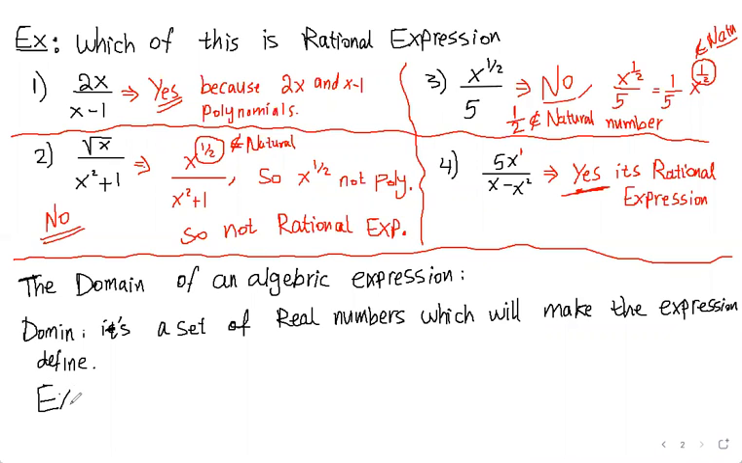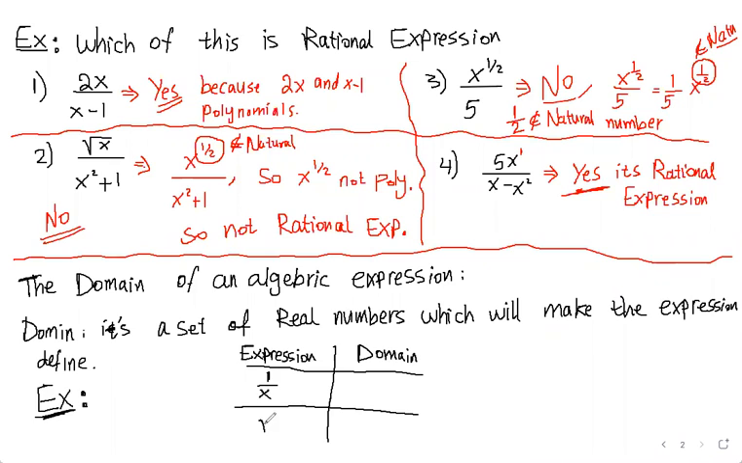Example. So I have expressions, and here are the domains. The first one is 1 over x. The second one is the square root of x. The third one is 1 over the square root of x.